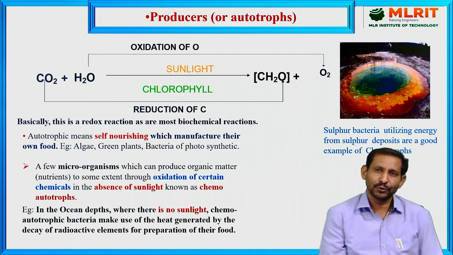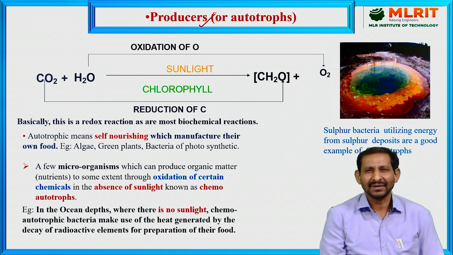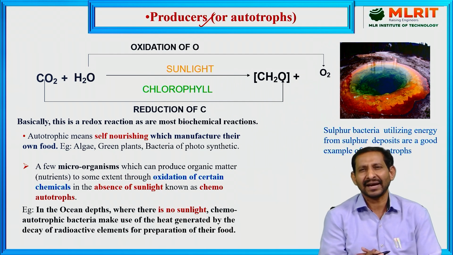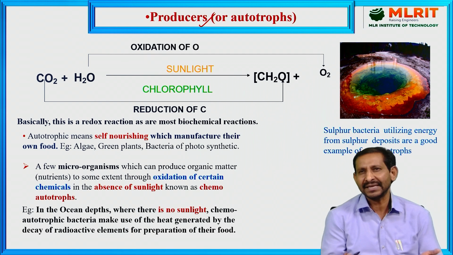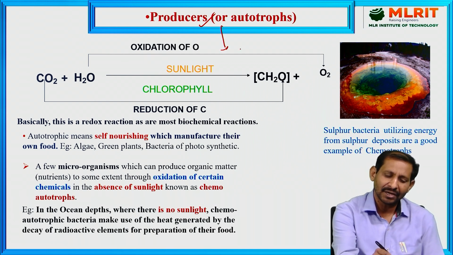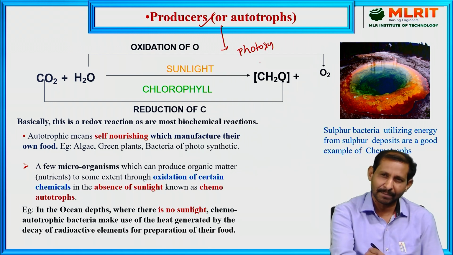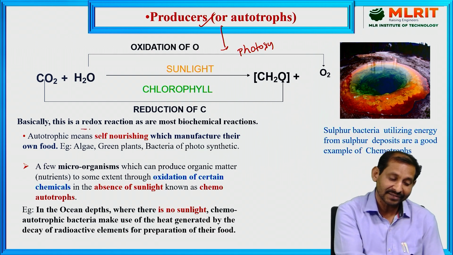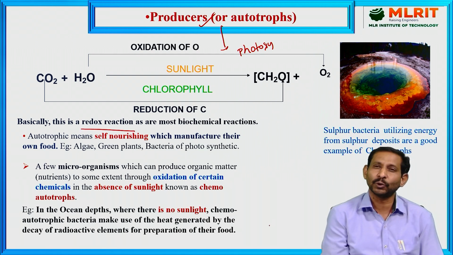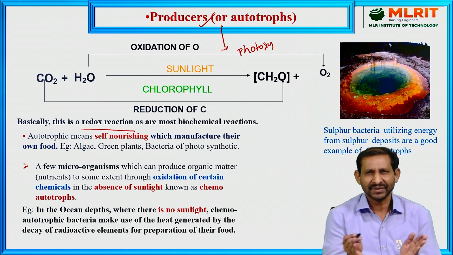First one is the producers, also called the autotrophs. Autotrophs, or producers, can produce organic matter themselves. Generally this happens through the photosynthesis reaction. This photosynthesis reaction is a biochemical reaction, a redox reaction. Redox reaction means both oxidation and reduction take place simultaneously.